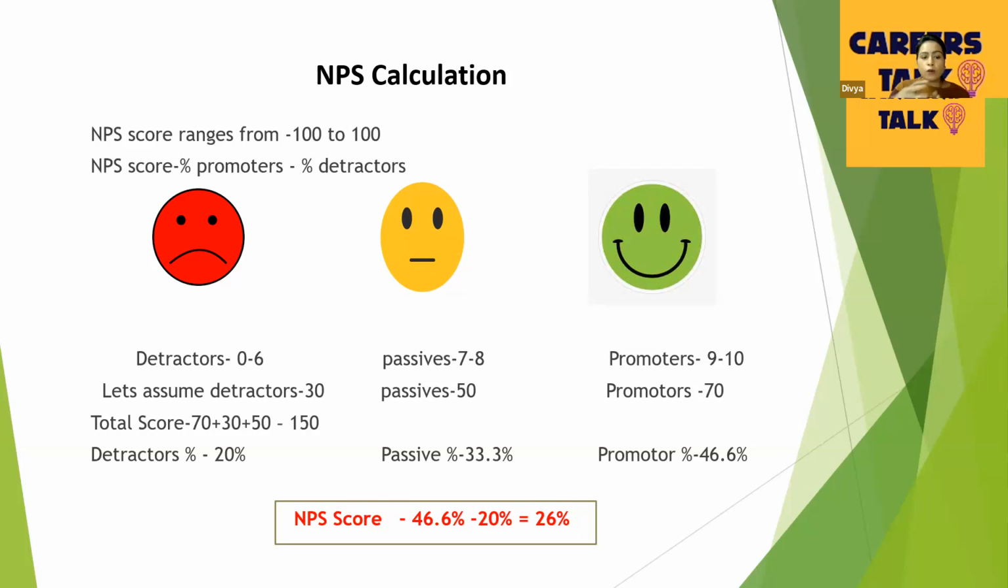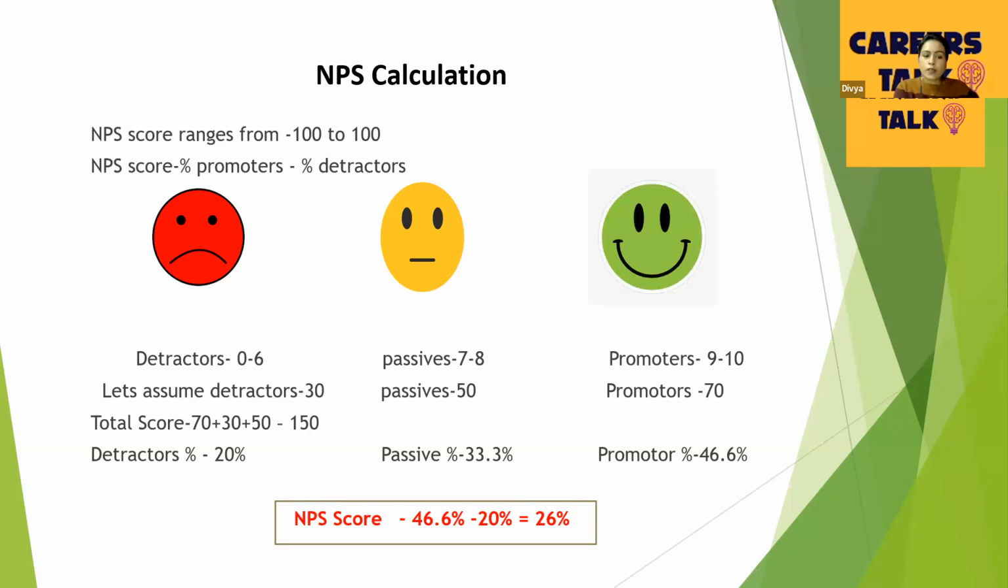So let's say, how do we calculate the NPS score? Once you get, say, 30 customers have given a rating from 0 to 6, 50 customers have given a rating from 7 to 8, and 70 customers have given a rating of 9 to 10.